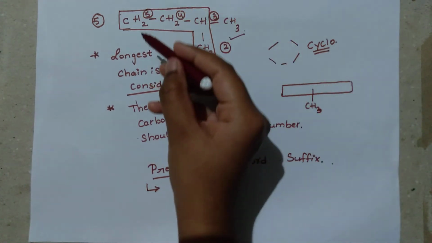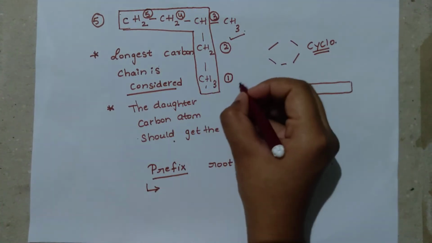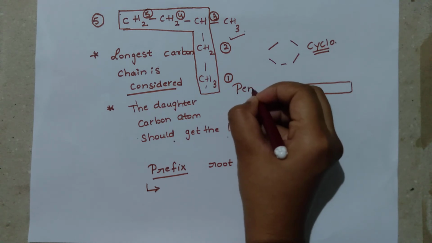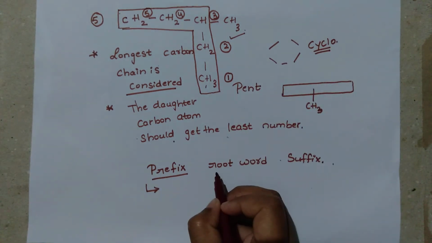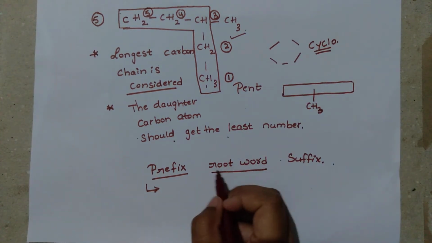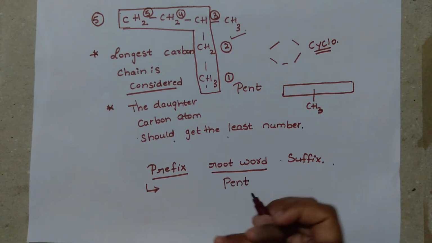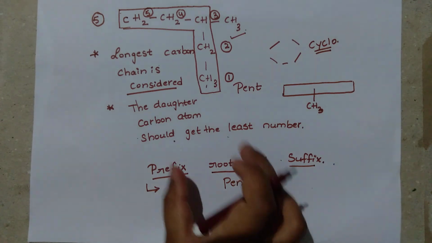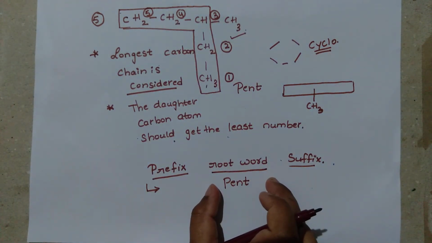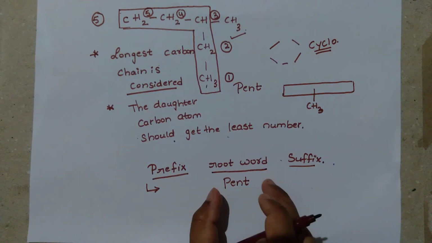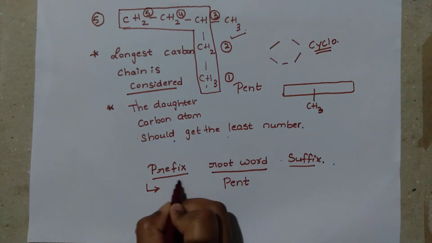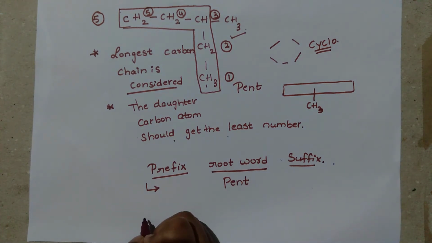What is the root word for 5? Pent. The root word for 5 is pent. What is the placement of the root word? In the middle. So pent, and then the suffix. So we got this pent. We understood how to write pent, but what do we need to write in the place of the prefix?